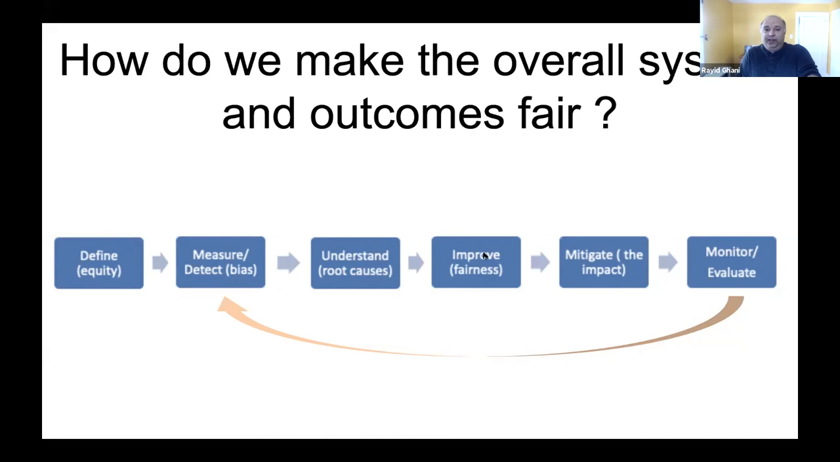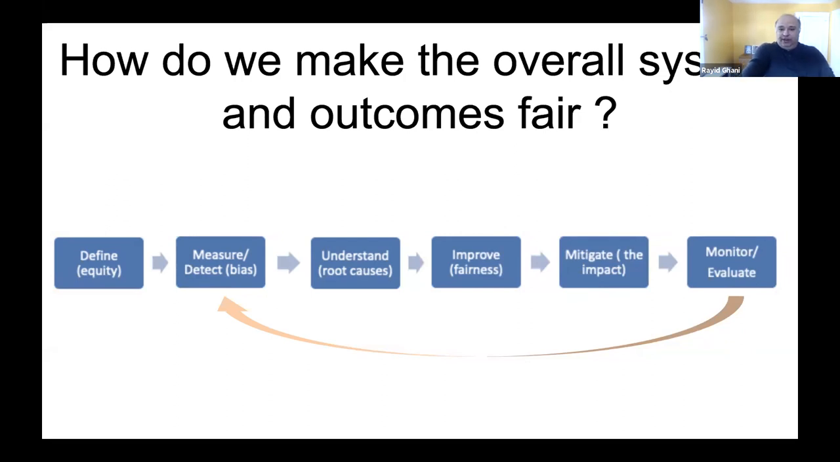Once we figure out root causes, we try to then improve the fairness of our analysis of the data, of the models. But we find that the models can only go so far, they may or may not be completely fair. So then we have to design our actions or resource allocation or interventions to mitigate the impact of the biased system here. And then we have to be able to monitor and evaluate and see how we're doing, and we keep going. So that's the typical process: we go through definition, we then measure, understand the root causes, work on improving the models, designing actions to mitigate the impact, and then monitoring and keep going.